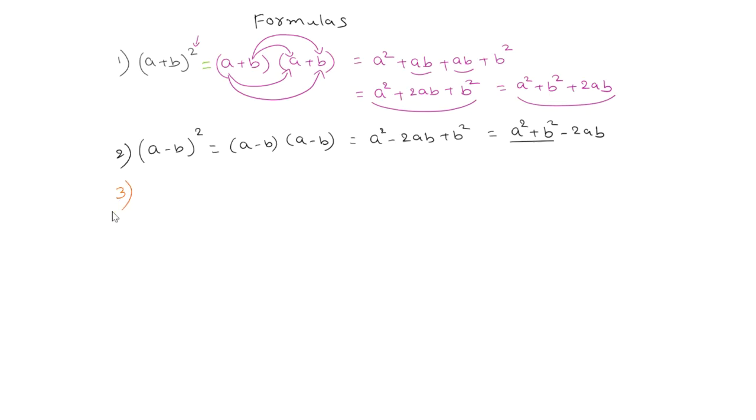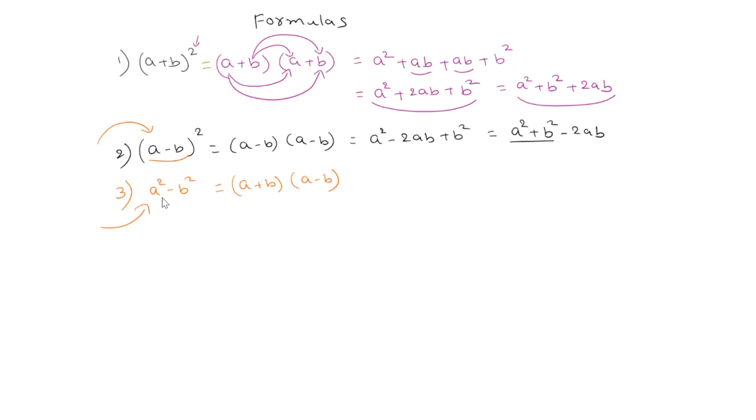The third formula, the most important and confusing. What is that formula? a square minus b square. We are already familiar: a square minus b square is equal to a plus b into a minus b. We'll check the result. Why? Because some students get confused between a minus b whole square and a square minus b square. Sometimes they say a square minus b square is equal to a minus b whole square, which obviously does not happen. So a square minus b square is a different identity from a minus b whole square.